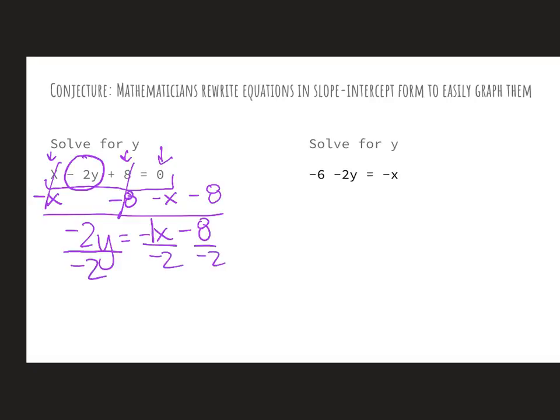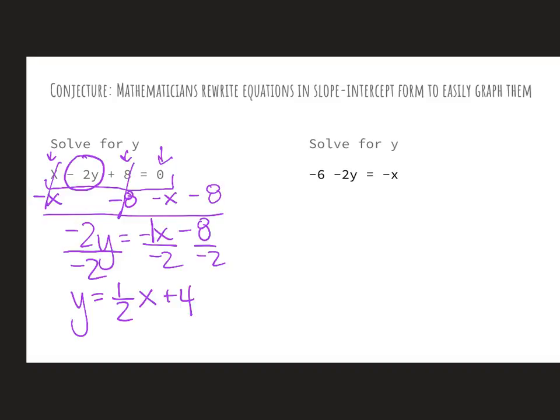Remember, there's a 1 here, so negative divided by negative is, now I have a positive 1/2, and the x, negative divided by negative, is a positive 4. So slope-intercept for that first equation is y equals 1/2 x plus 4.